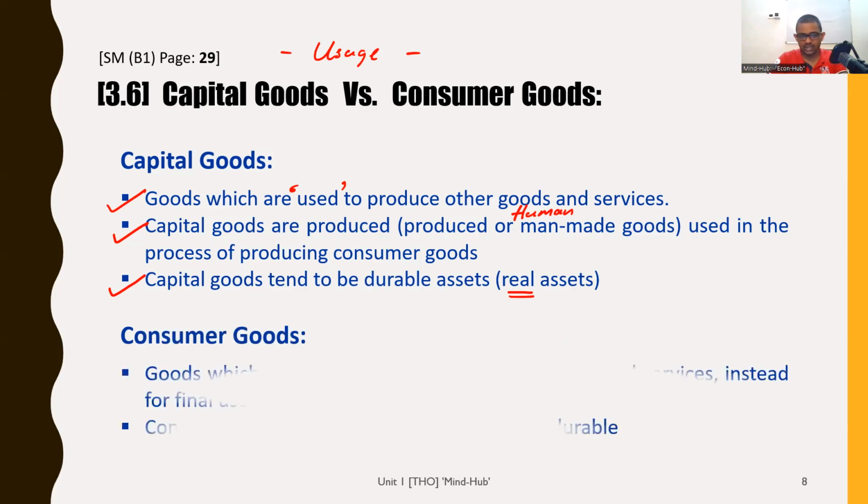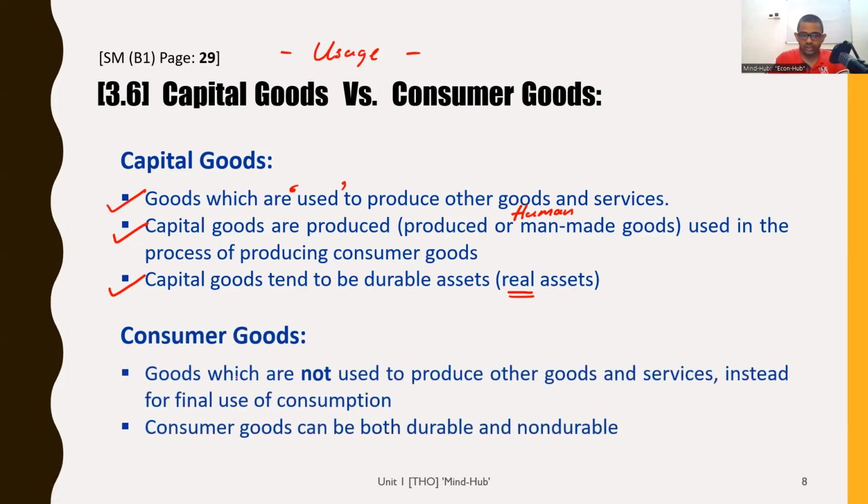Consumer goods. I'm sure you guys are writing this quickly. Consumer goods. Goods not used to, again, the focus is on the usage, used to produce other goods and services. Instead, used for final consumption, for our consumption, to satisfy our wants and needs. So don't just say consumer goods are goods used for consumption. Then you don't show the difference. So say consumer goods are goods not used to produce other goods and services and used for final consumption.